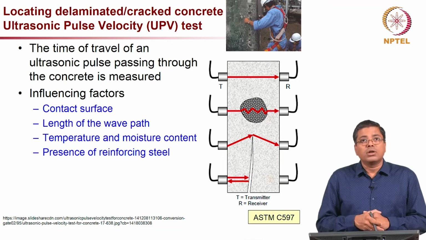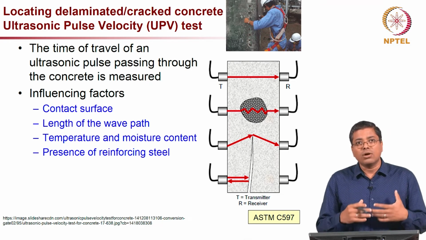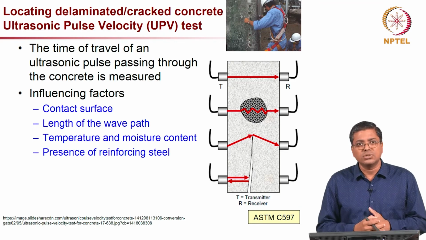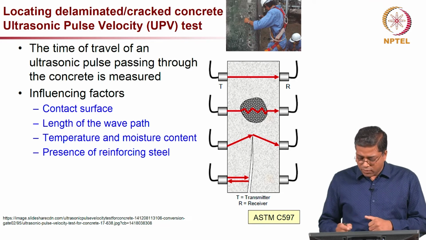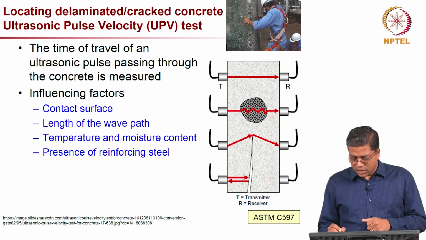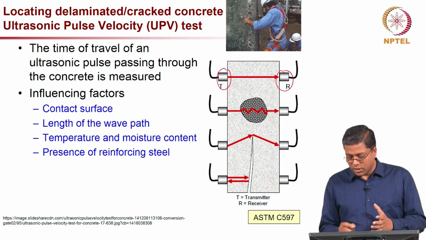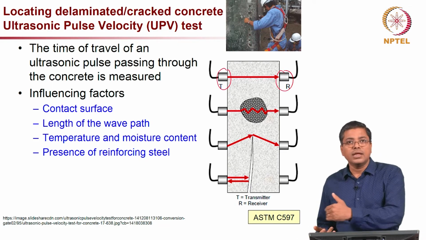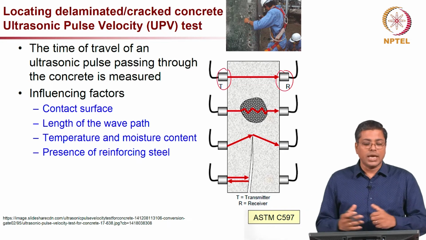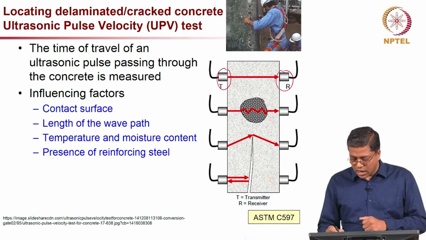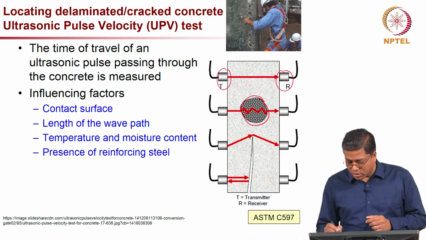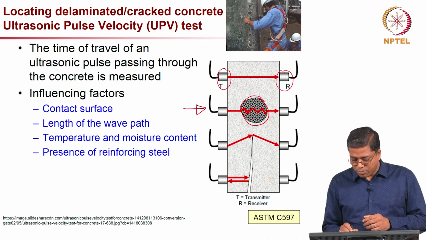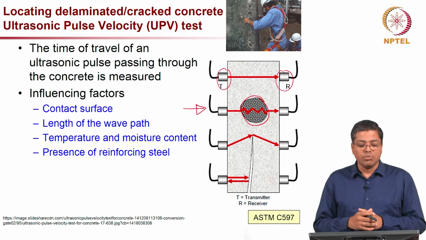Now if you are talking about cracks or some kind of integrity related issues in concrete, the ultrasonic pulse velocity test is a very good one. As you see in the picture here on the right side, there is a transmitter and then a receiver. The wave goes through the concrete, and you look at how long it takes to pass through. If there is a honeycomb or a void inside the concrete, it is going to take longer, because the path is not a straight line anymore.